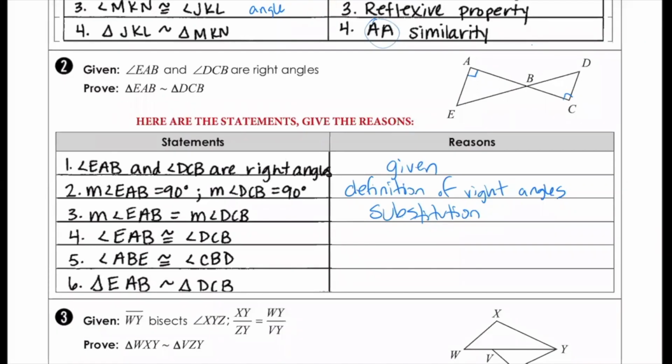And so now that we say their measures are equal, the next one, number 4, says that they're congruent. Why can we say that? Definition of substitution? Definition of, you're right, but not substitution. When something's equal, we can say they're congruent because of the definition of congruence. That's what congruence means. Okay, so now we can say angle ABE is congruent to angle CBD.